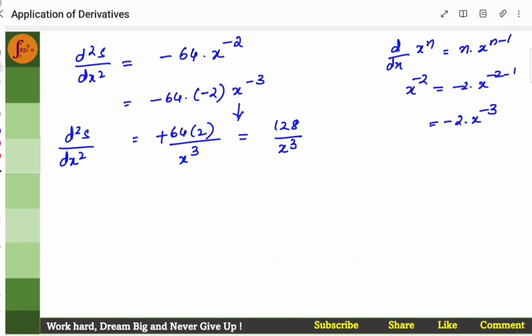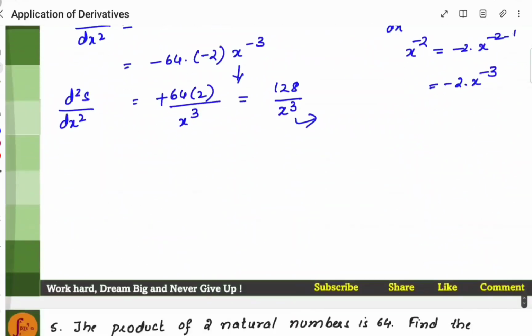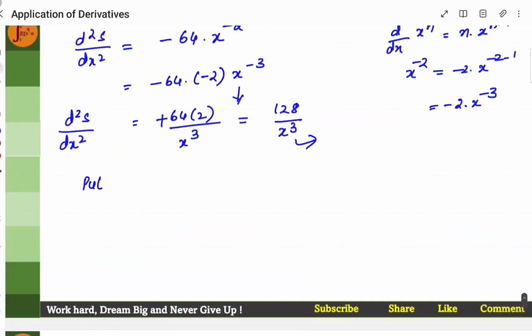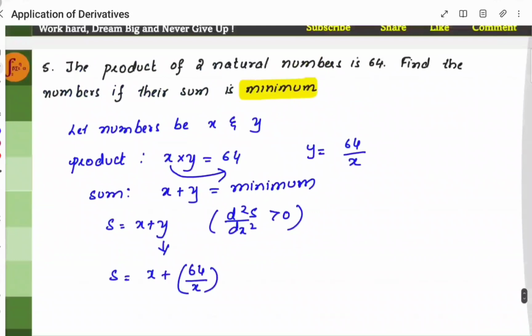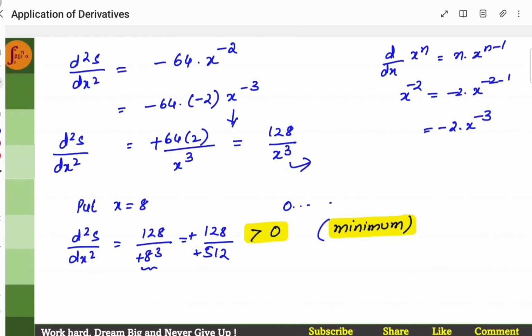If I have to figure out its maximum and minimum, I'll substitute x here. What is the value of x we got? We got 8. So put x is equal to 8. I'll get double derivative as 128 by 8 cube, which is 128 by 512. Now this number is going to be greater than 0, because it's a positive number. When you divide, I'll get 0 point something, which is greater than 0. Therefore, it is minimum. That's what they've told here. So with this, we've come to the end of this particular topic.